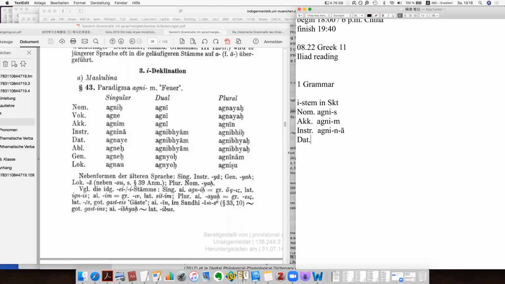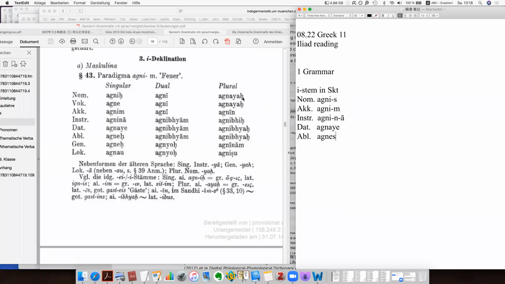And then the dative. The dative is called agnaye, right? And the ablative and genitive are actually the same, but I just write one form. The locative we can just ignore. It's a little bit different, but for now that's enough.